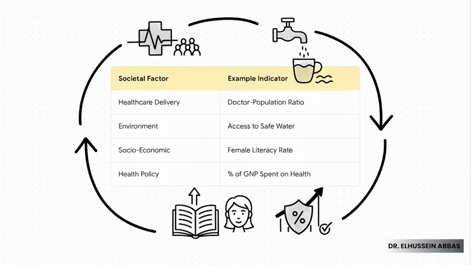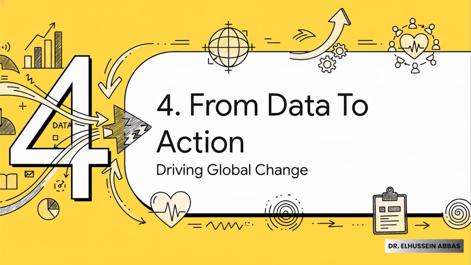And finally, our third tray. This is where we zoom out and remember that health doesn't just happen in a vacuum. We use indicators to measure the world around us. Things like how many doctors are there for every 1,000 people, what percentage of the population has safe drinking water, or even the female literacy rate. Believe it or not, that's a powerful health indicator. Even a country's health budget tells us a story about its commitment to well-being.